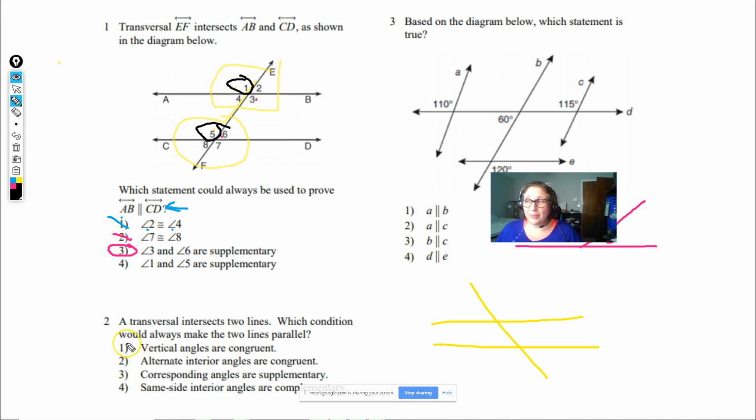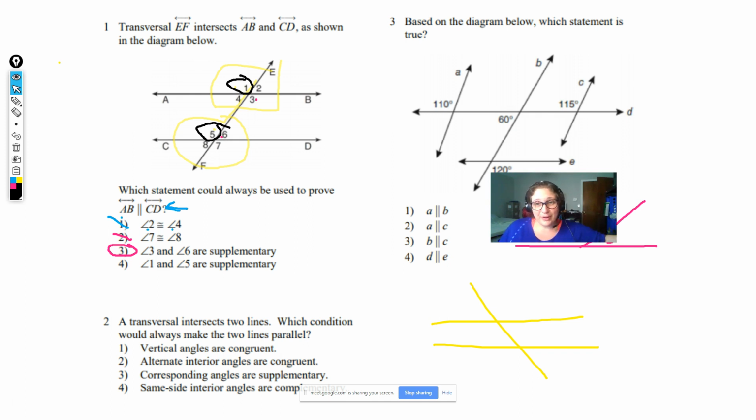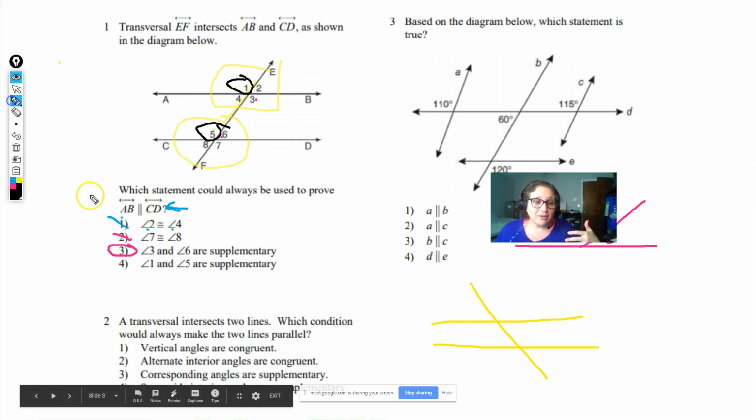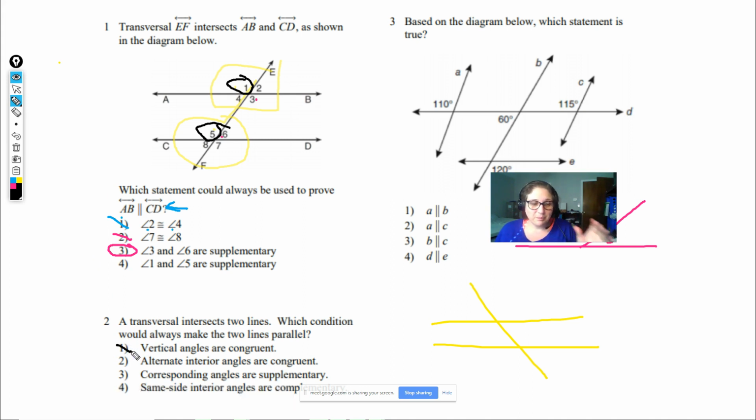Vertical angles are congruent. Now this is another example of they tell you one thing which could be true, but the true thing doesn't necessarily answer the question. So yes, vertical angles are congruent, but that has nothing to do with parallel lines. So even though vertical angles are congruent, we're going to cross that one off because that doesn't deal with parallel lines. Alternate interior angles are congruent. That one is correct. So our answer is going to be choice 2.